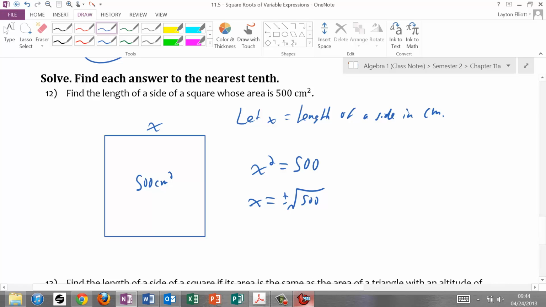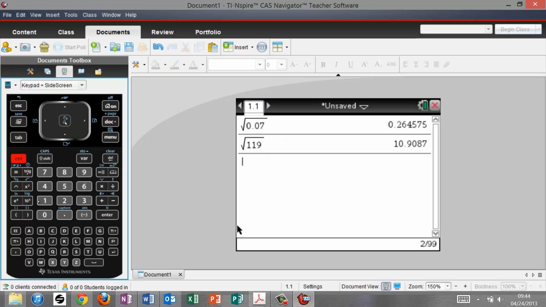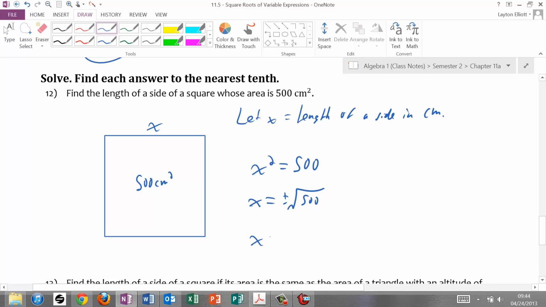So go to the calculator. Square root of 500 is approximately 22.4. x is approximately 22.4. I'm going to reject negative 22.4 because side lengths can't be negative, and then we're going to express the answer in a complete sentence. The length of the side is 22.4 centimeters.